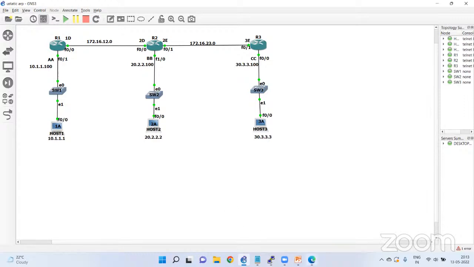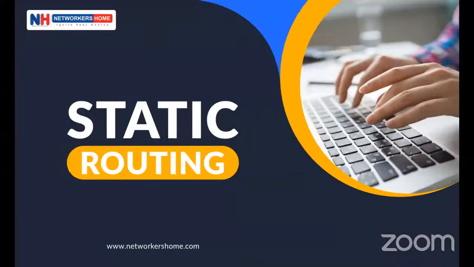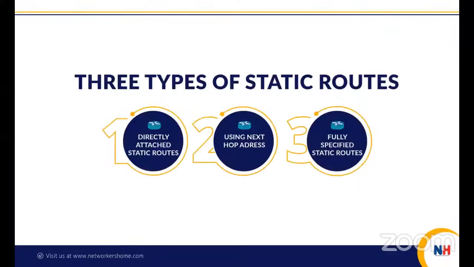Under static routing, we have three ways to configure static routing: through directly attached static route, using next hop address, and fully specified static route. When we are using the next hop address option, the router will do two route lookups, that is called recursive route lookup, and it is utilizing the router's processor more.